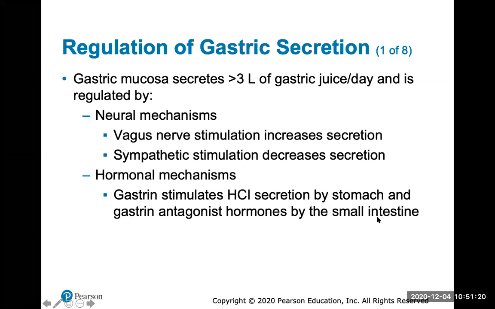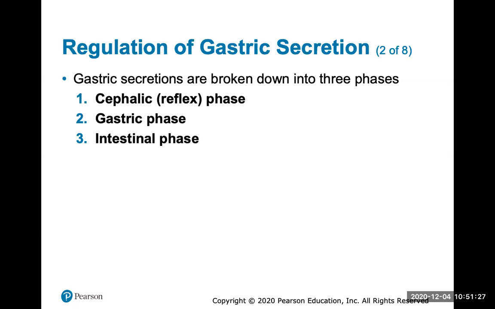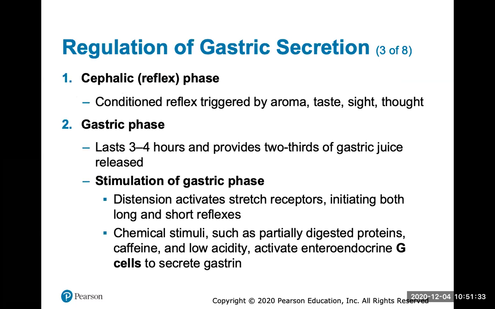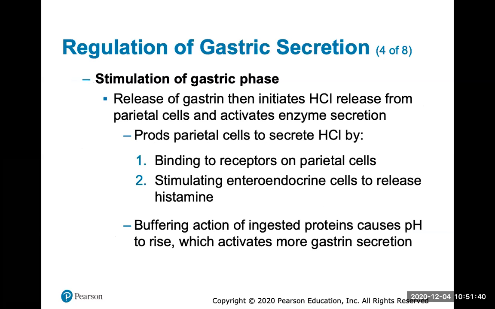The gastric mucosa secretes more than 3 liters of gastric juice per day. It's regulated by neural and hormonal regulations. Gastric secretions are broken down into 3 phases: the cephalic, gastric, and intestinal phase. I won't have you guys know these. These are just different phases when gastric secretion will be secreted.